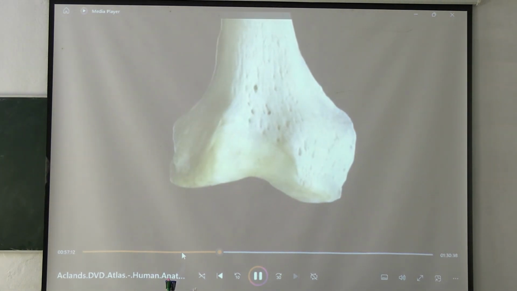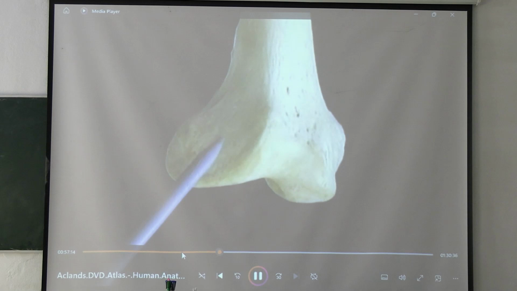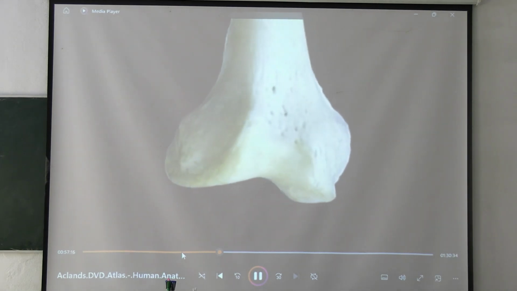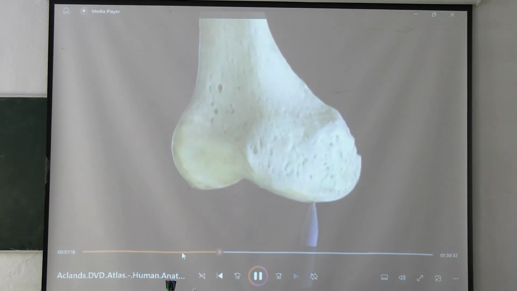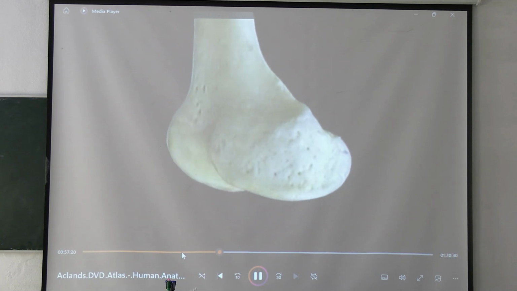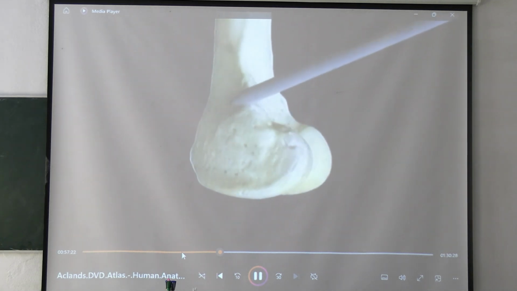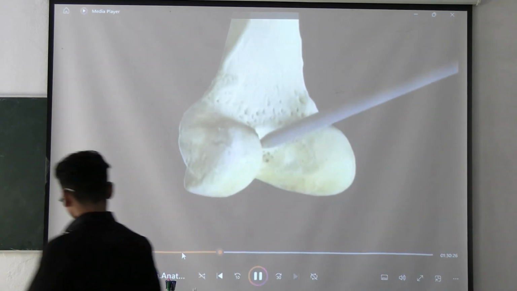On the femur is the lateral condyle and epicondyle, the medial condyle and epicondyle, and the adductor tubercle.